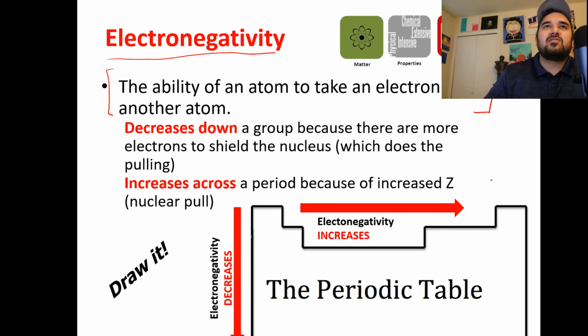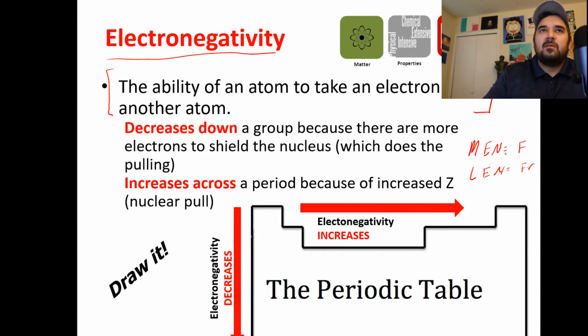So the most electronegative element, we should probably start there. Most electronegative, that's going to be fluorine. We already talked about it earlier. And then the least electronegative is going to be francium.